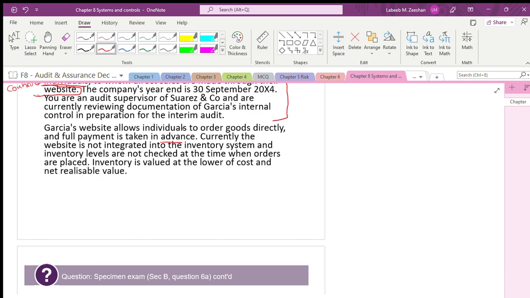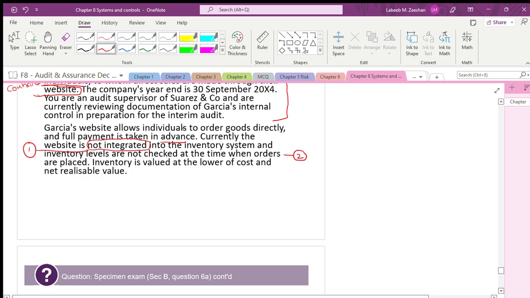Fine, good. Currently the website is not integrated. This is point number 1. It is not integrated into the inventory system, and inventory levels are not checked when the orders are placed.